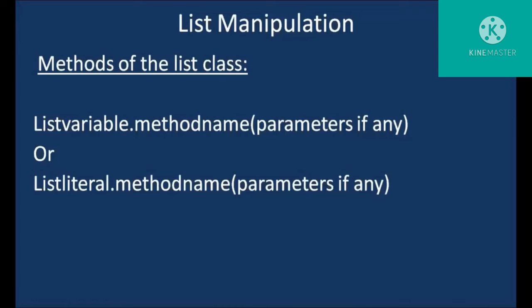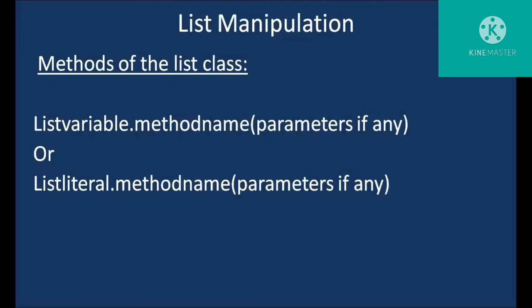The first method is index, with the parameter item in brackets. If you see on the screen index(item), what this method does is search for this item and return the index number of the first occurrence of the item in the list, and it raises an error if the element does not exist.